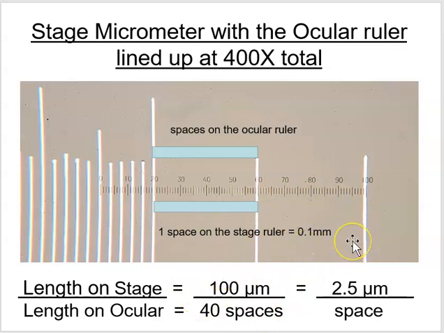Remember, if you take 0.1 millimeters and multiply it by 1,000, you've converted those units into micrometers. So here, 100 micrometers on this side is the same length as 40 spaces on this side, and that works out to 2.5 micrometers per space on the ocular ruler when you're viewing it at 400 times total magnification.